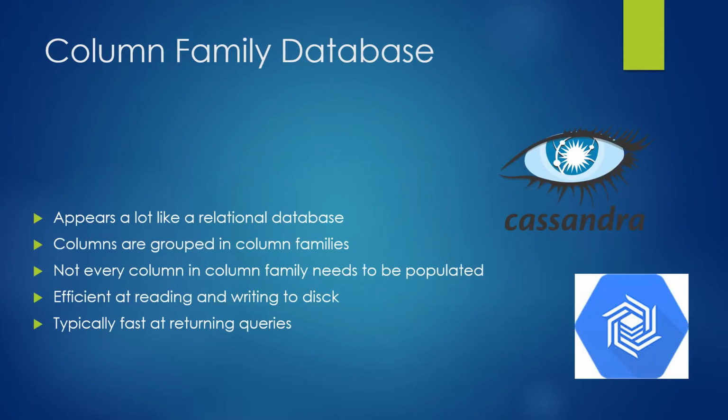Up next is the column family database. Column family databases appear a lot like relational databases because data is still stored in tables, rows, and columns. The largest difference is that columns are grouped into column families. This works similarly to the document database in that not every column in a column family needs to be populated. Because columns are stored as files as opposed to rows, it lends itself to compressing and also uses less disk space compared to a relational database.